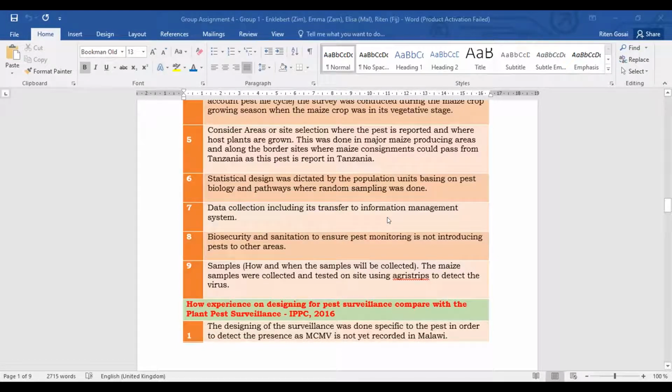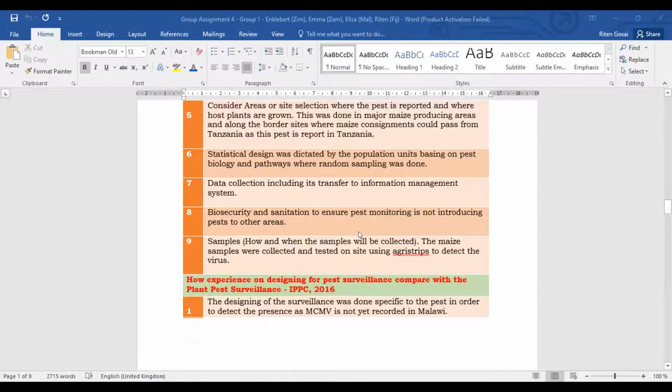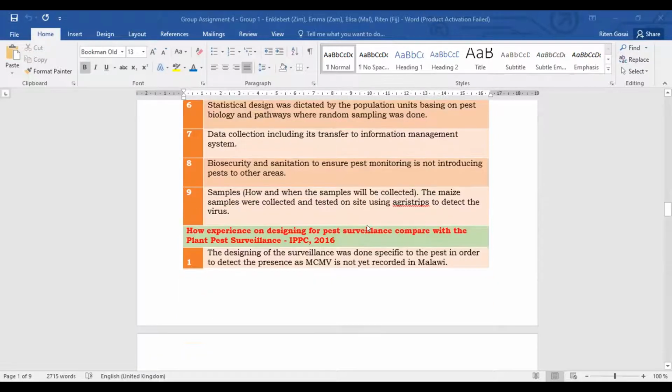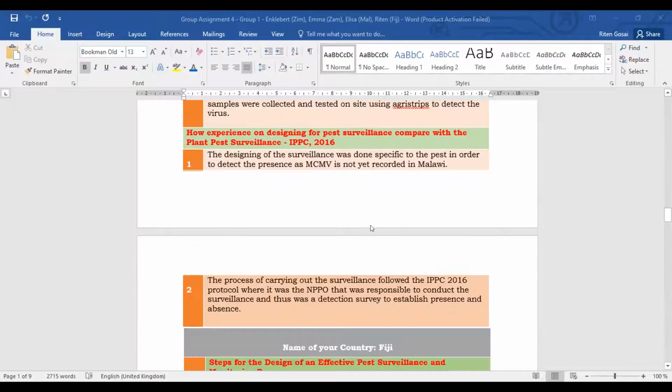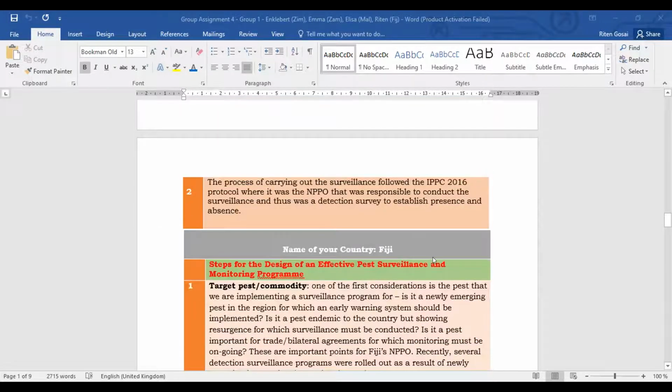Statistical design was used, of course. Data collection included its transfer to information management systems, and a new point brought up here was that biosecurity and sanitation was practiced to ensure that the pest, or the virus, wasn't being moved around during surveillance. The maize samples were collected and tested on site using strip test kits. Again, there is concurrence or agreement that when it comes to surveillance, all of us more or less in one way or another follow guidelines under ISPM number 6, which is tweaked more or less to local conditions.